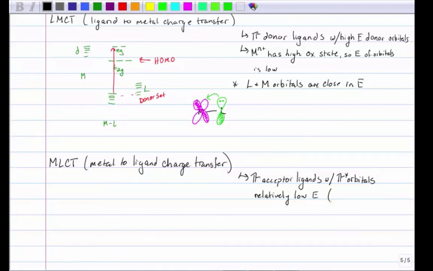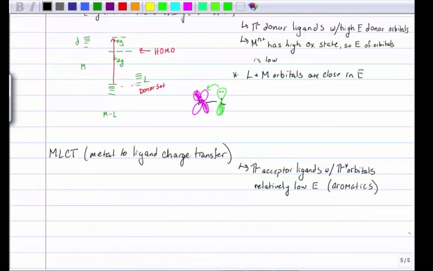Did you guys talk about this in organic chemistry with aromatic complexes? They have low energy orbitals. When you have aromatic compounds or conjugated compounds, you will lower the energy of the pi star orbitals and the pi orbitals as well. But in these cases, when you have aromatics, you often have these metal to ligand charge transfers. The metal itself has to have a low oxidation state, and that's so that the energy is relatively high. Or in other words, the important part here is that the ligand and metal orbitals are close in energy. But in this case, it's going to be the metal orbitals that are full and the pi star orbitals are accepting.